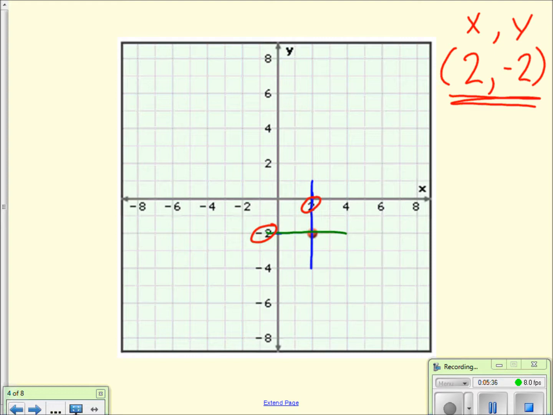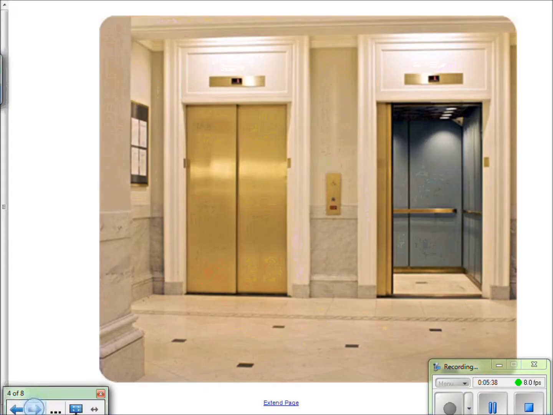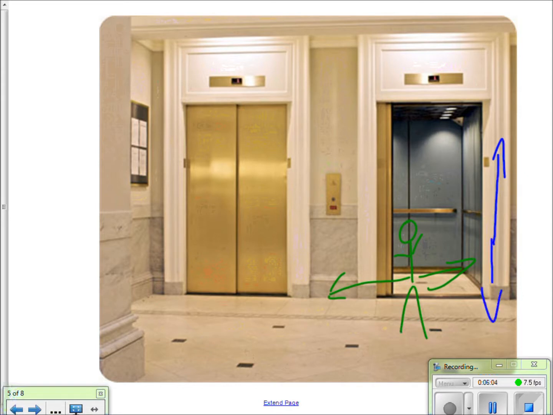One thing I've heard other students say they have learned it as, think of it like an elevator. You must first go in the elevator. So you had a person here, they must go in the elevator first, which would be left or right, staying on the same floor. Then they can go up and down.